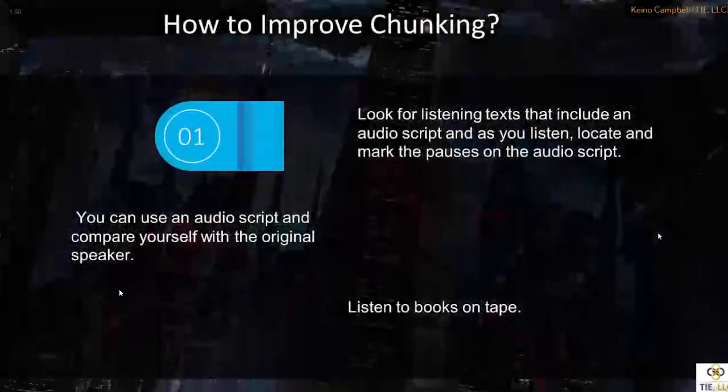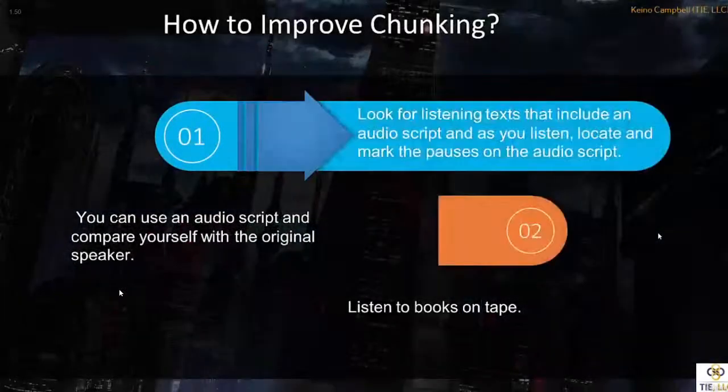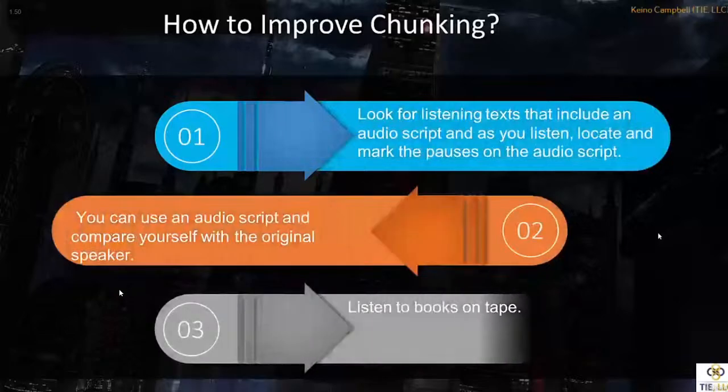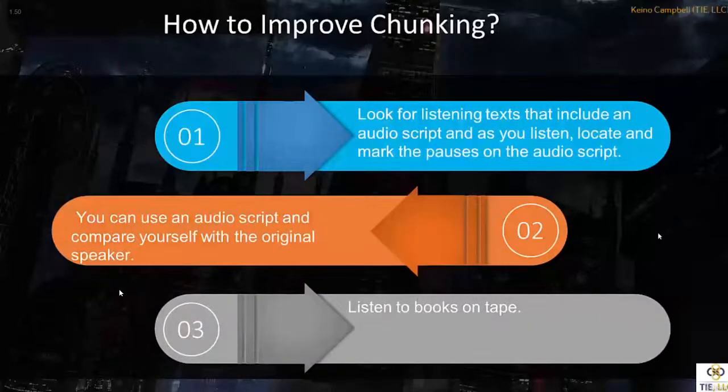Right? So how can you improve your chunking? Look for listening texts that actually include the audio script, and as you listen, locate and mark the pauses in the audio script. I think that's some of the best advice. Listen to books on tape, right? Those are some things you can do to really help improve your chunking.